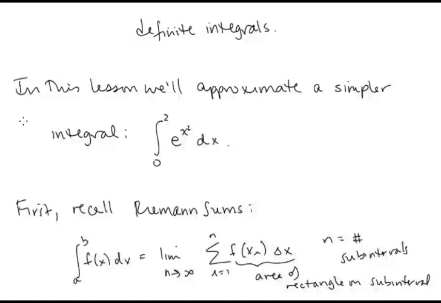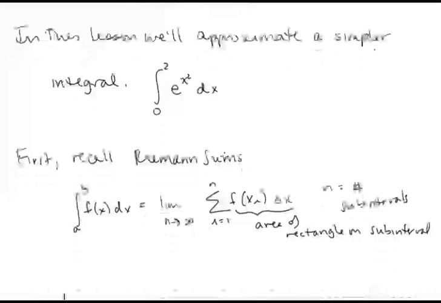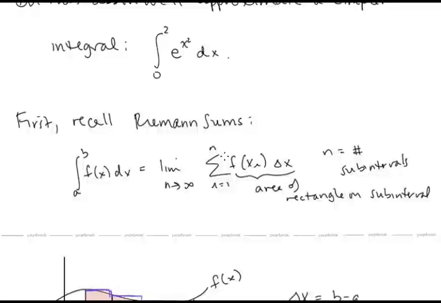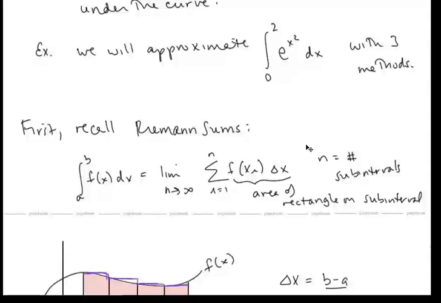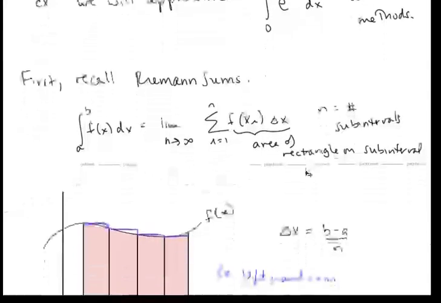And in this lesson, we'll use a simpler example, the integral of e to the x squared. And to begin, we want to first recall our Riemann sums. When we first talked about the definite integral in Calc 1, we learned about Riemann sums. We said the integral from a to b of f of x is the limit as n goes to infinity of the summation i equals 1 to n, f of xi delta x, where f of xi delta x is the area of a rectangle on a subinterval, and here we have n subintervals.